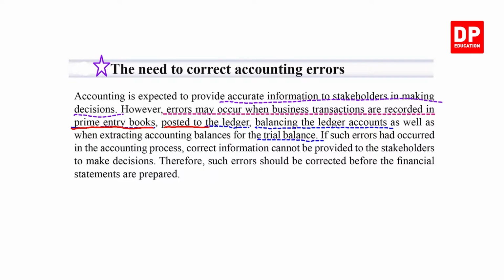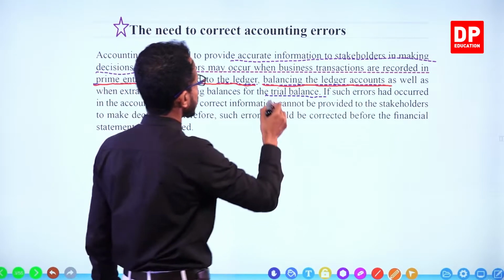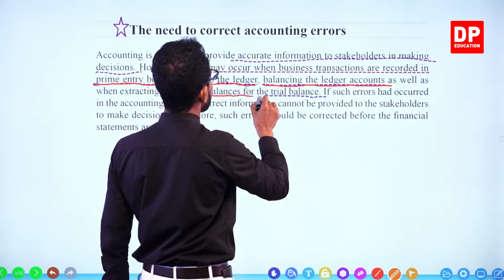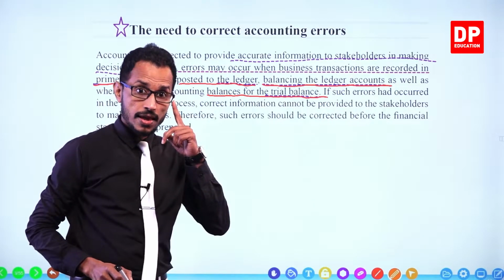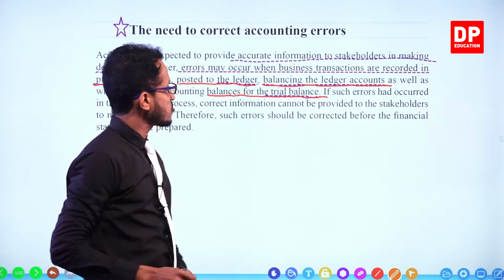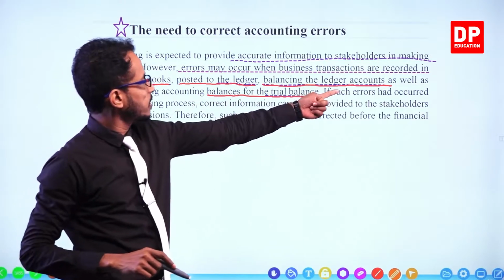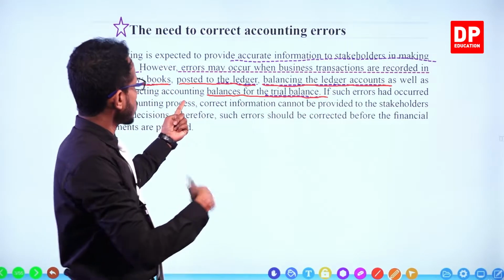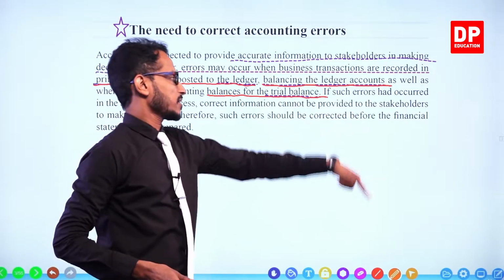When transactions are posted to the ledger. When balancing the ledgers, and when balances are taken to the trial balance. Yeah, errors could occur. 4 places where errors could occur. If such errors had occurred in the accounting process, correct information cannot be provided to the stakeholders to make decisions. Therefore, such errors should be corrected.